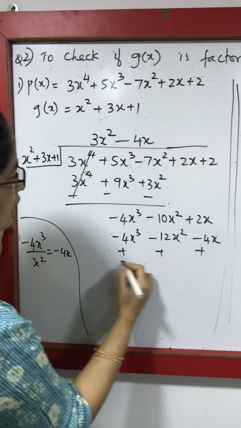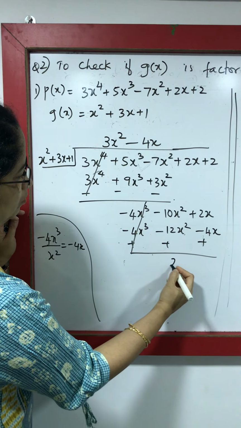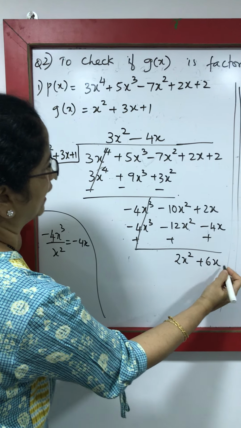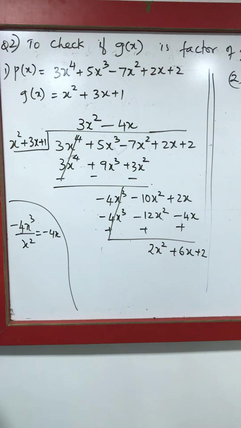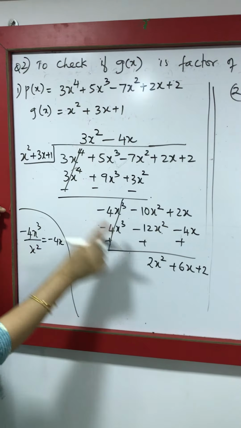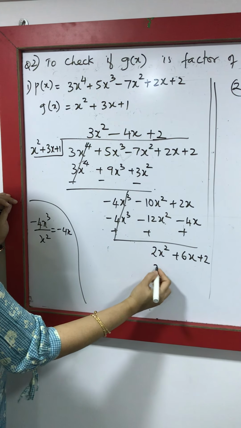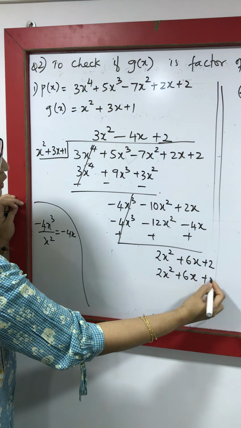Change signs and cancel the first term. The difference of this is plus 2x square, and when we add this is 6x. We bring plus 2 down. To find the last term of the quotient, 2x square is divided by x square, so that is plus 2. So we'll have 2x square plus 6x plus 2.